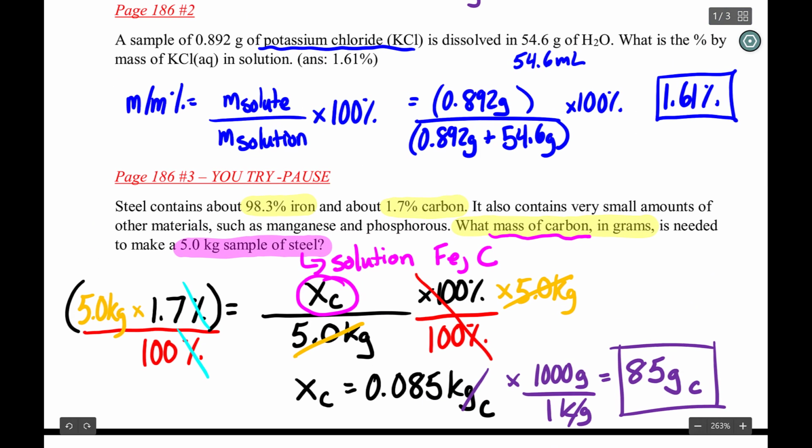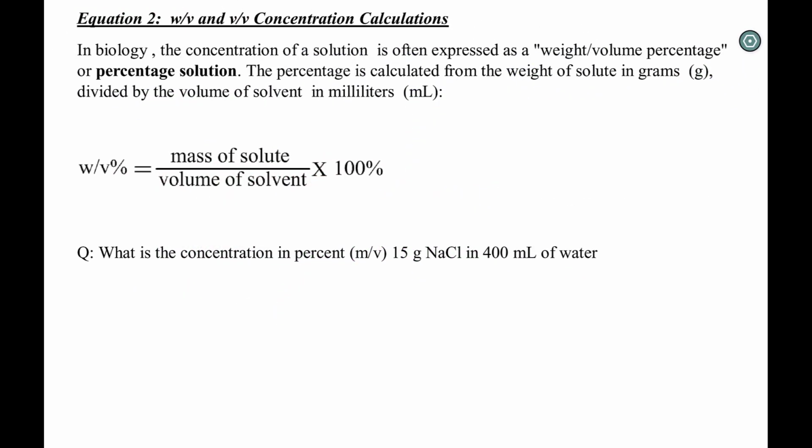So these are the two general ways of asking a question, which is calculating an actual mass percent, or being given the mass percent and being asked how much solute is in this solution. The next type of concentration we're going to look at is weight volume percentage or mass volume percentage. They mean the exact same thing, it's just written in a different way. So weight volume is the same as mass volume percent. This is a very common concentration used in biology.